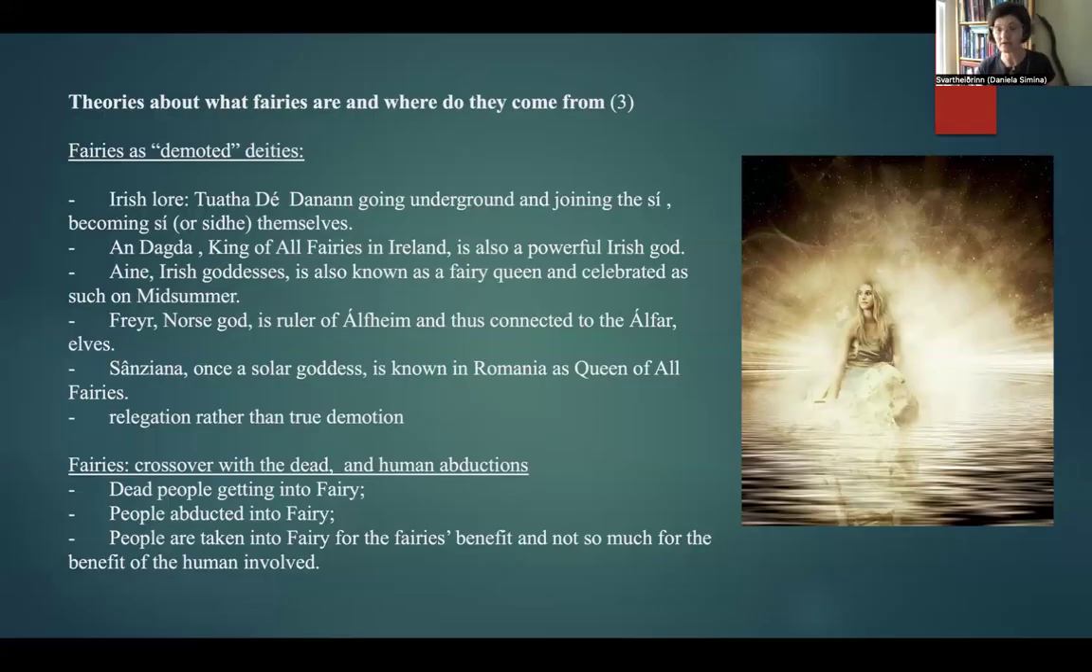Sometimes they're heavily compensated and heavily rewarded for their service, especially musicians. You go there, you sing, play for a fairy party, fairy event, you're lavishly rewarded and then sent back home, where you may return 100 years later. So much for the benefit.